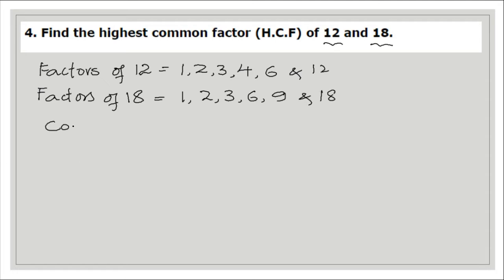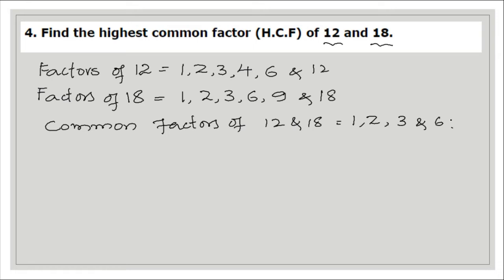Let me find out the common factors. Common factors of 12 and 18 are 1, 2, 3 and 6. 1 is present in both, 2 is present in both, 3 is present in both, 6 is present in both. In that, the highest common factor will be 6.